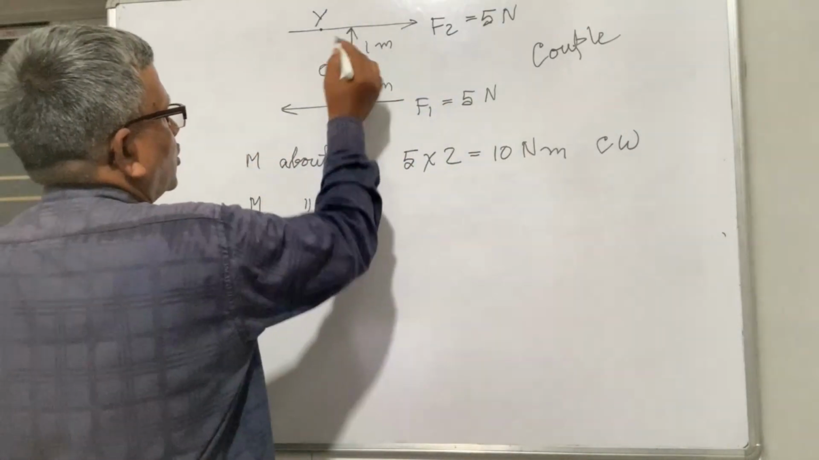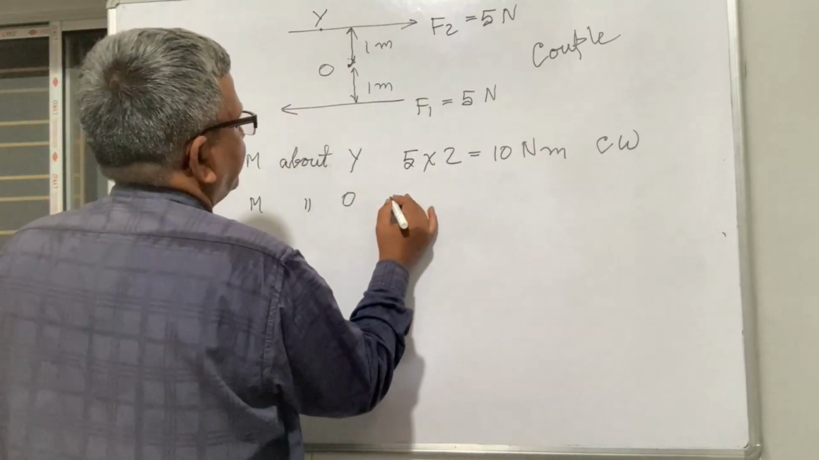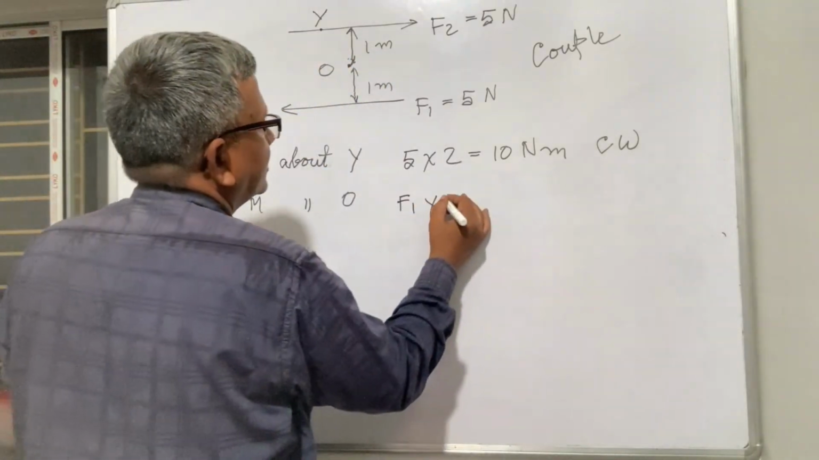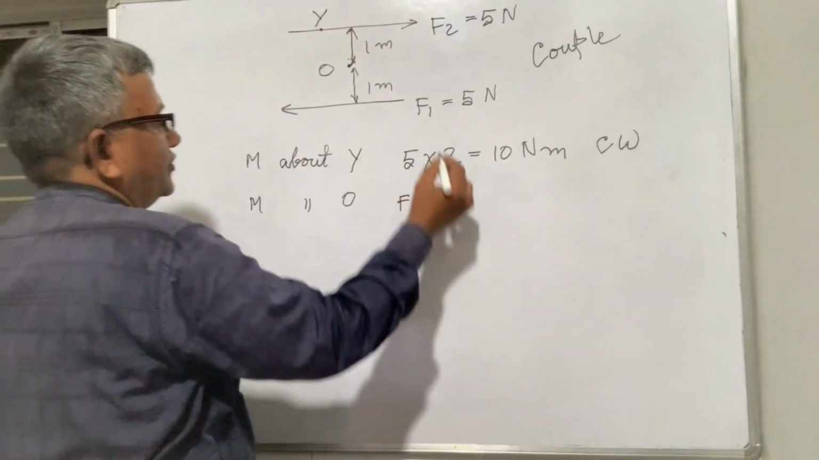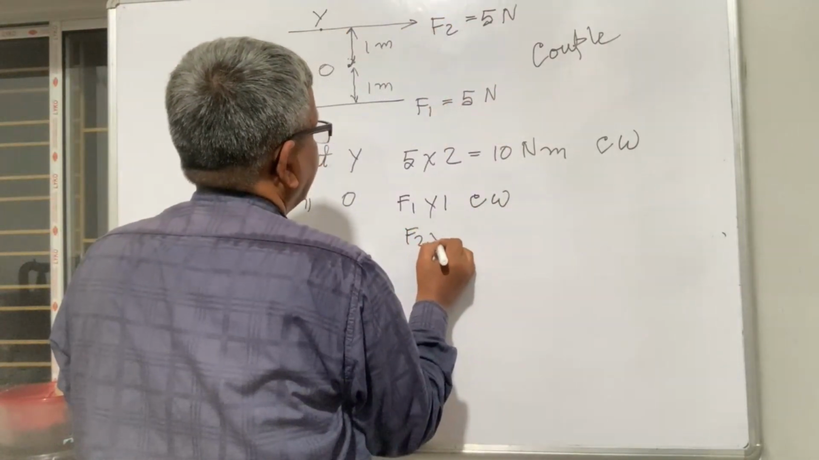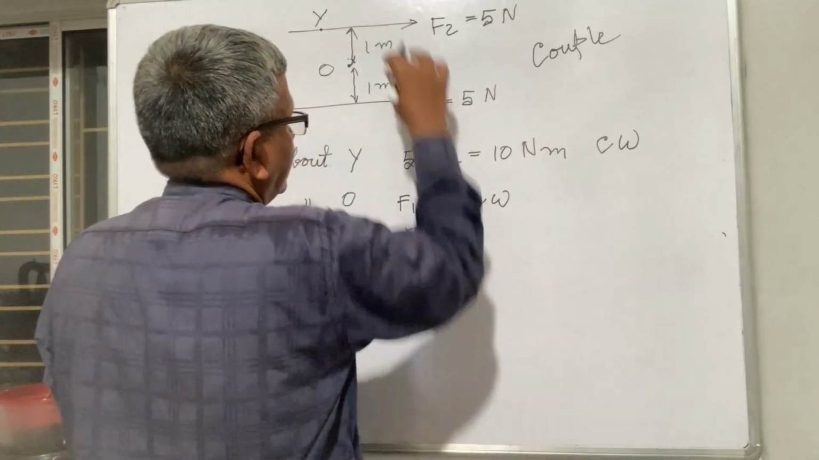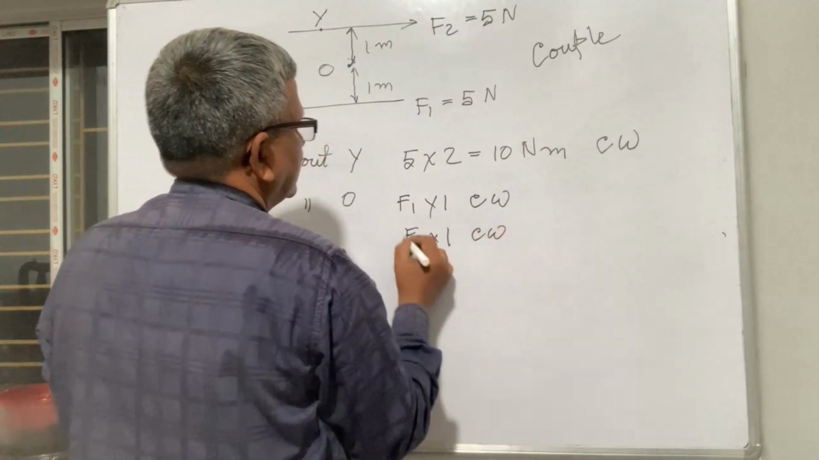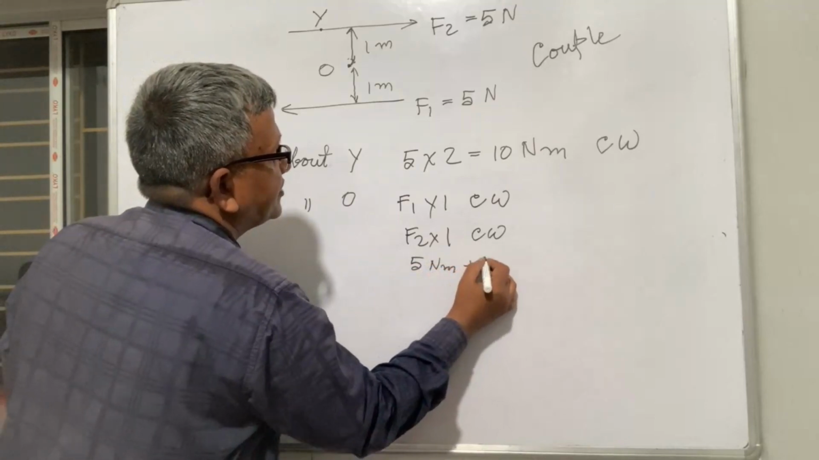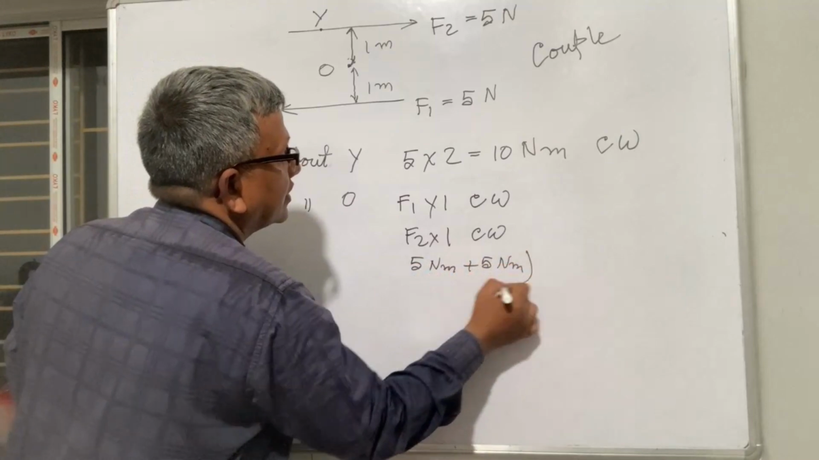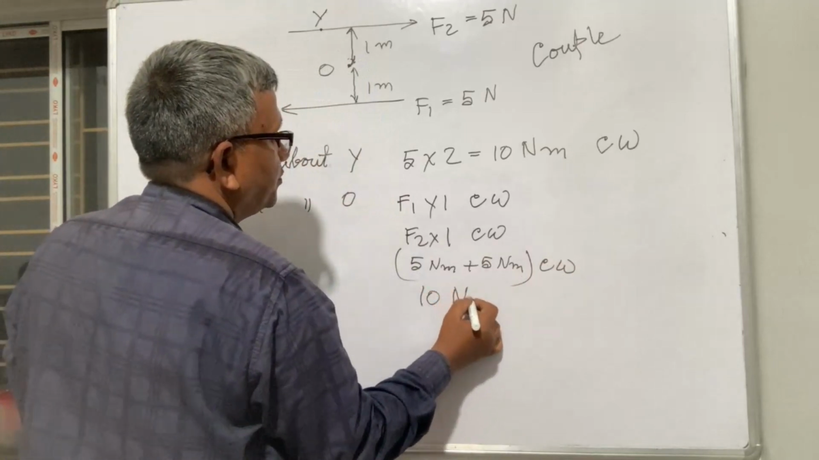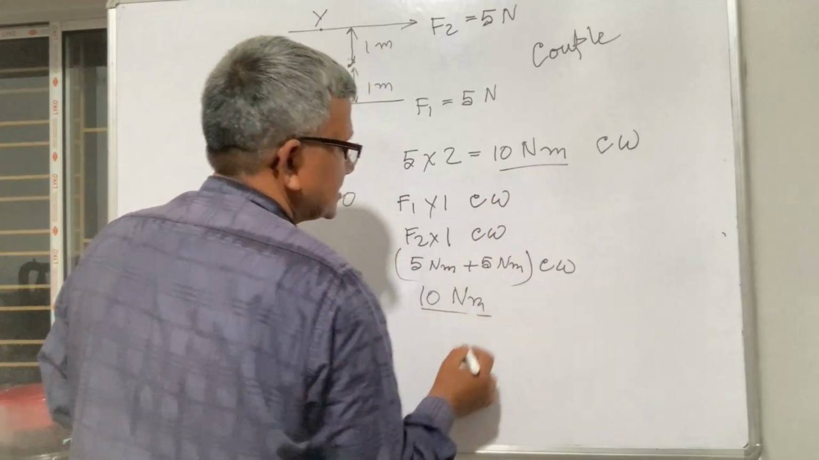Now moment about O. This is F1 into 1 meter, force into displacement of 1 meter. It is clockwise. This is F2 into 1 meter from O. It is also clockwise, sir. So F1 gives 5 Newton meter clockwise plus 5 Newton meter clockwise, that is 10 Newton meter. Sir, both are coming the same.